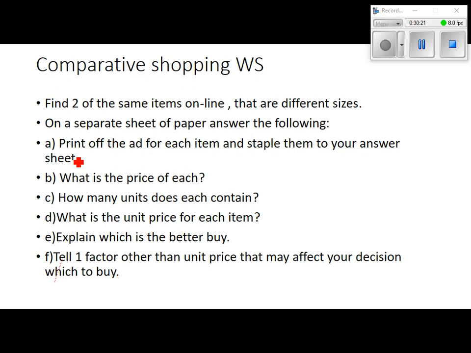First question, what is the price of each? Second question, how much does each contain? So how many ounces, pounds, whatever's in each one. Third one, what's the unit price of each one? Explain which one's the best buy. And then the last thing here is, even though this one's the better buy, why might you buy the other one instead? Everybody think they can handle that?